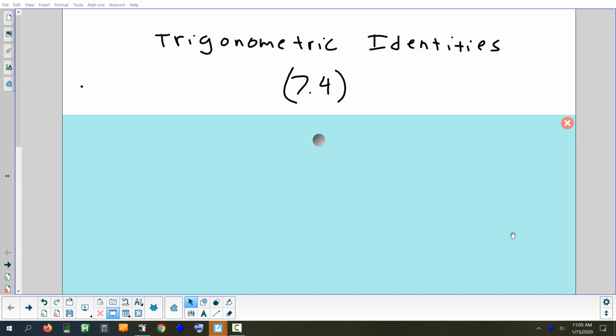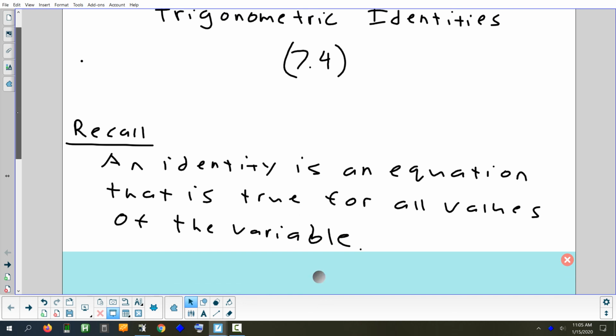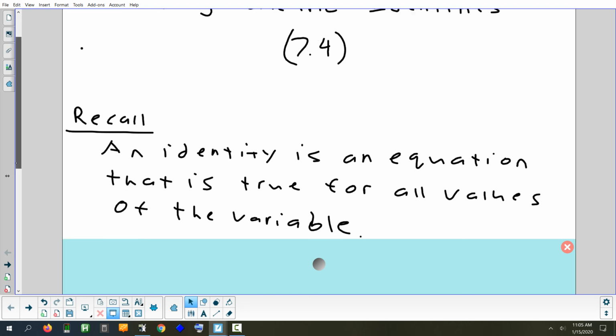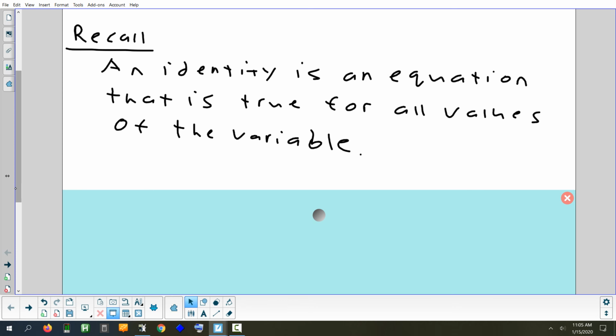Okay, so the last section we're going to look at this week is 7.4, which is on trig identities. Just a reminder, an identity is a formula that is always true, no matter what you plug in. It's not an equation that's sometimes true, like, let me give you an example. This is an equation that is sometimes true. It depends if you pick the right value for x. That's a conditional equation. Okay?